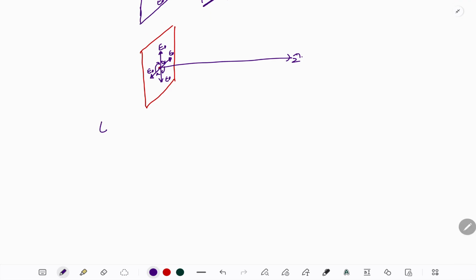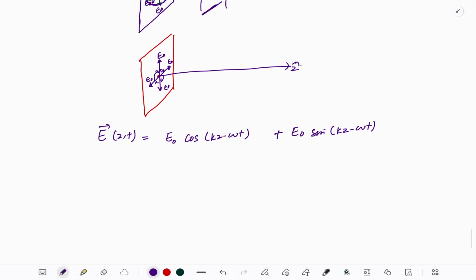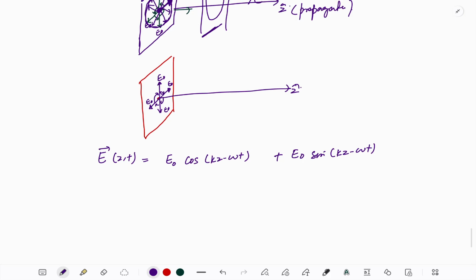So you write that the electric field is propagating along the z direction. Then you write it like this: electric field E naught cos of kz minus omega t. Wait a second, E naught sine of kz minus omega t. Since this time the electric field is actually oscillating in two directions, one x and another y, so it traces in the xy plane.